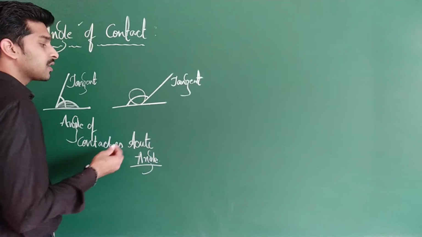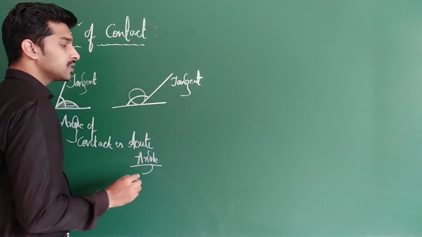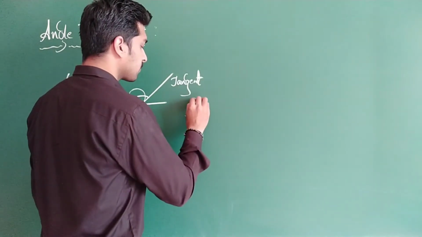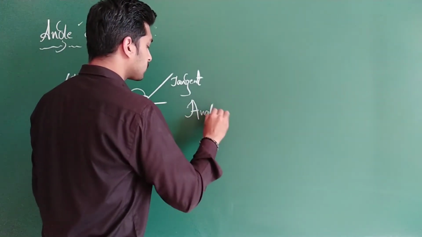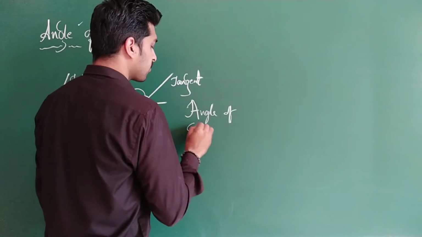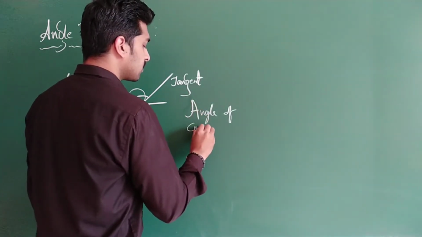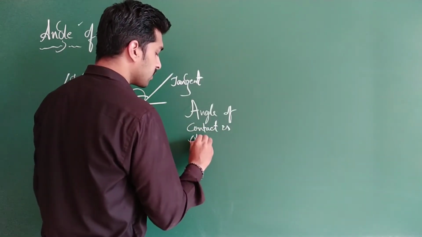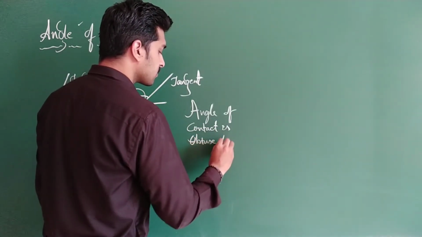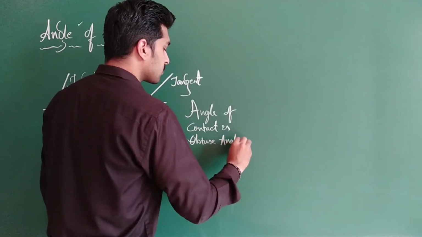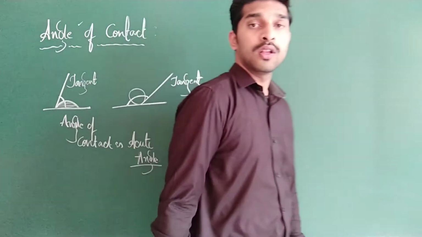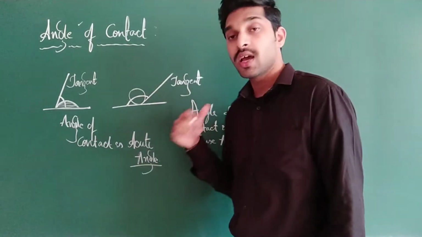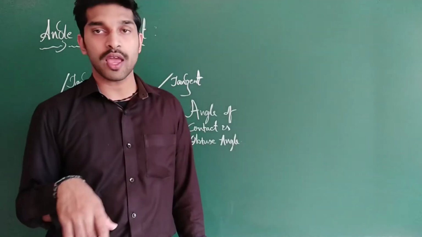And what is going on here? This angle is above 90. This is nothing but what? Angle of contact is an obtuse angle. Are you following? So in the first case, angle of contact is an acute angle. In the second case, angle of contact is an obtuse angle.